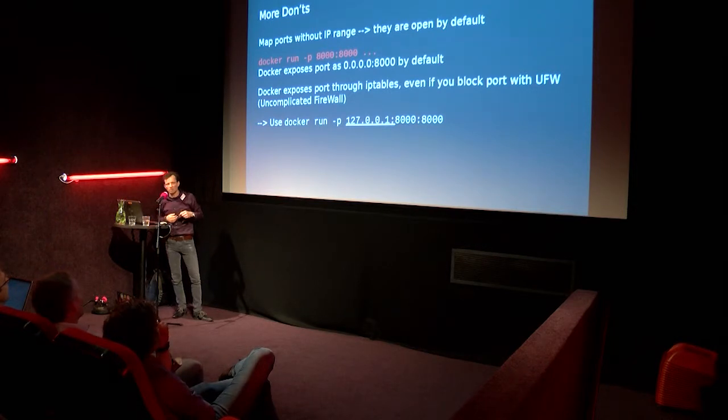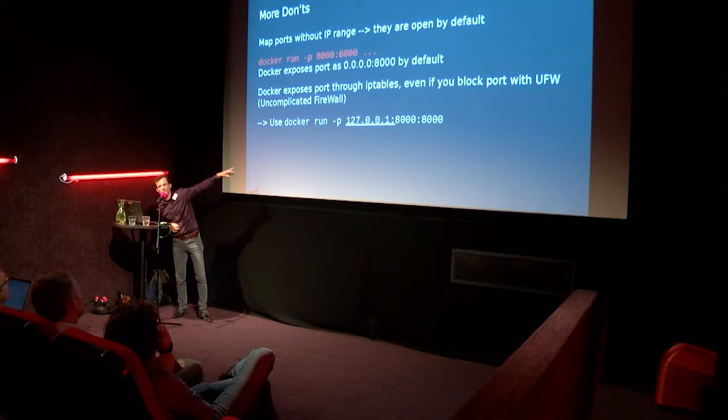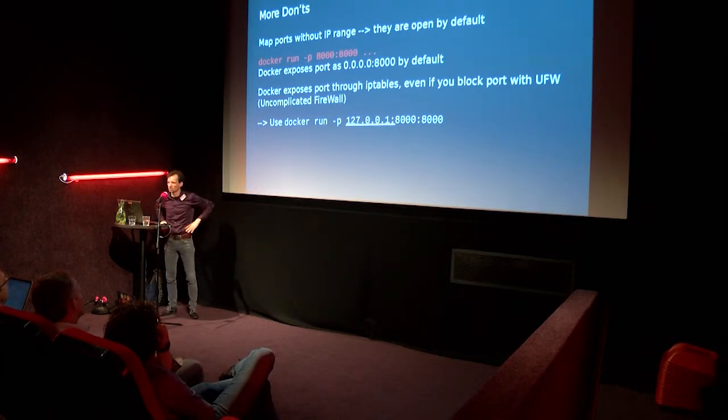And so if you map a port, you should put this 127.0.0.1 in front of it, or some other IP range that you want to expose that port to. Has anyone run into this as well, or is aware of it? Okay, you're saying that there may be a default option for the Docker daemon to do just that by default. Okay, thanks for the tip.